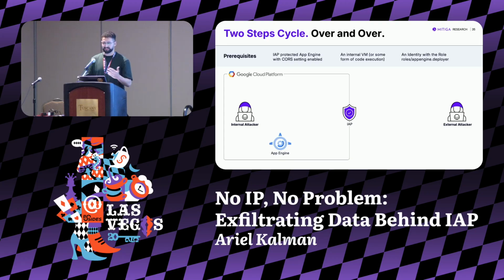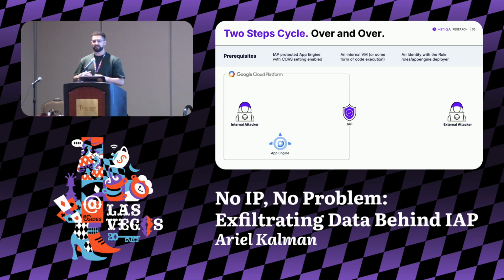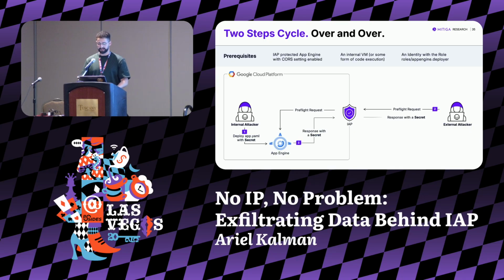So this process can be automated to happen over and over. The internal attacker deploys a new version with a new secret, and then the external attacker fetches it from the outside. And I was able to automate this process just out of curiosity to see how much data I can exfiltrate. And I was able to exfiltrate 15 megabytes of data during one day. And I know it doesn't sound like much, but it's enough to exfiltrate secrets, tokens, and certificates that can be later used by the external attacker to expand the attack surface to the environment and access more resources and expand the attack.